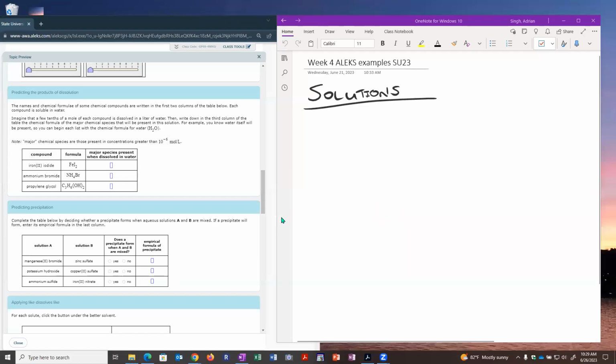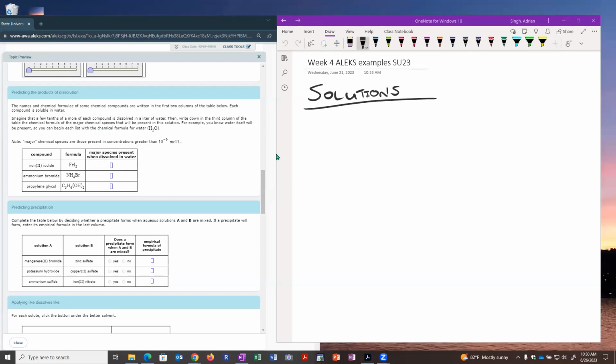All right, so we'll take a look at some examples from the solutions module here in ALEKS. And the first question here is looking at predicting the products of dissolution, which is when a substance dissolves, and typically that substance is going to dissolve in water. So we need to decide what are the major chemical species that are present when this particular compound is dissolved in water. And it says that water itself is going to be present, so we can list that with each, as one of the species present.